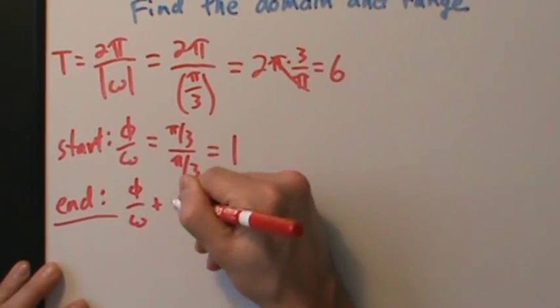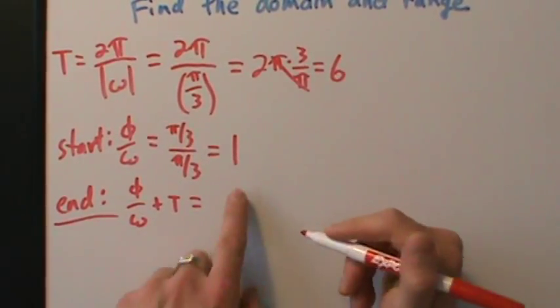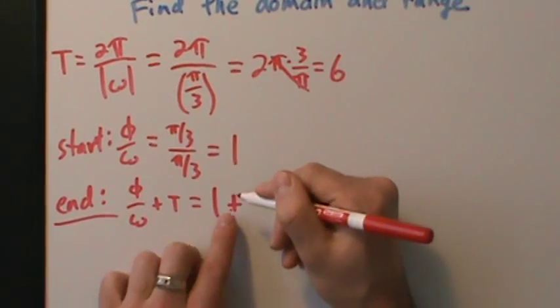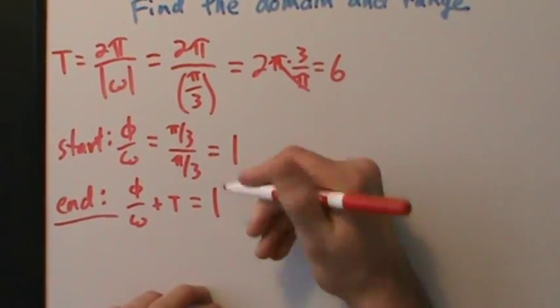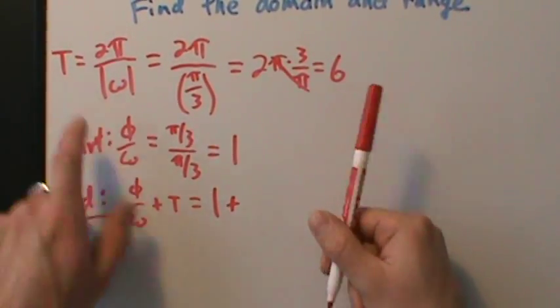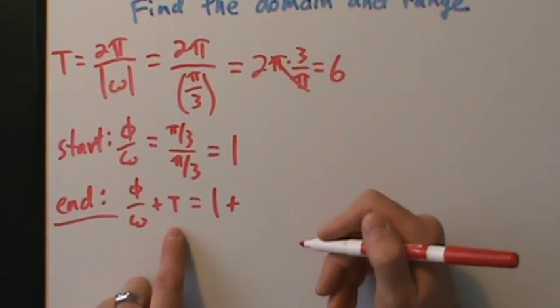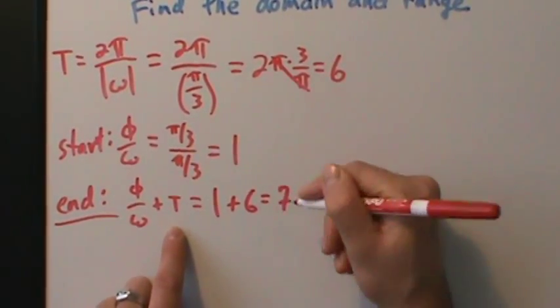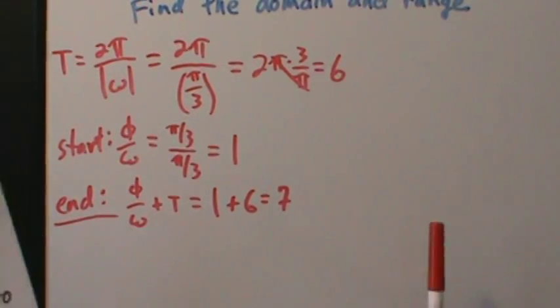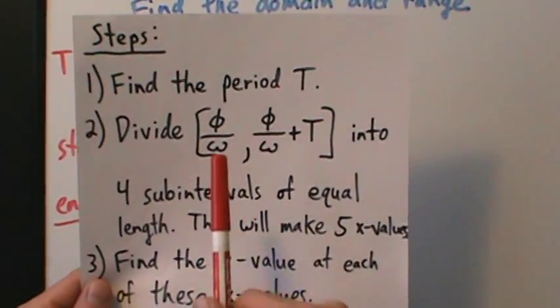And at phi over omega plus t. Phi over omega, we just found out that's 1. T, we found out earlier that t is 6. Okay, so phi over omega plus t, that's 1 plus 6, which is 7. So for our specific problem here, this interval is 1 to 7.